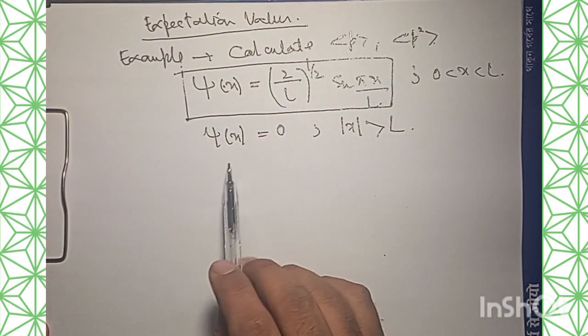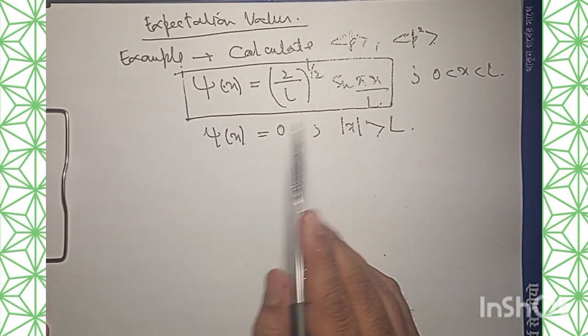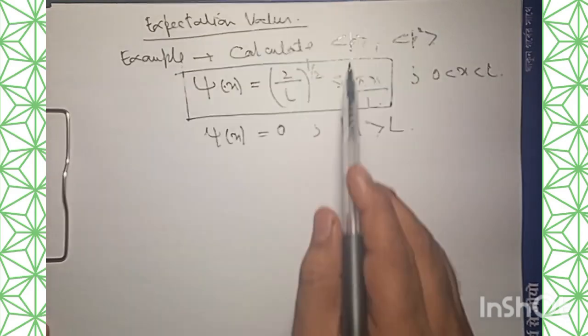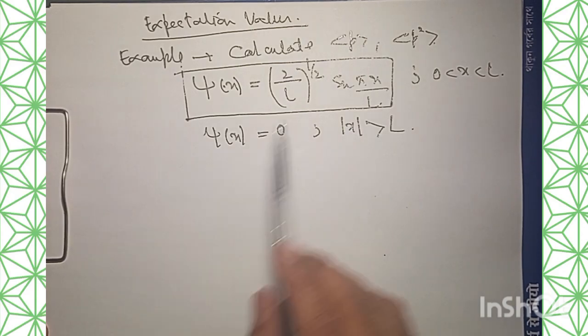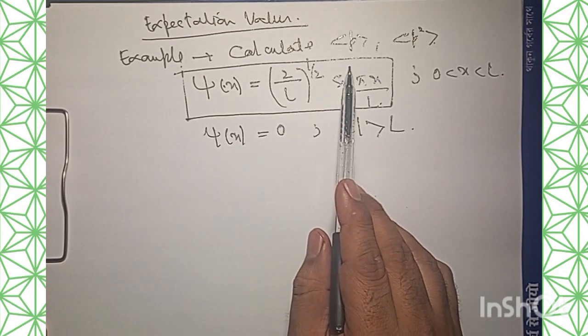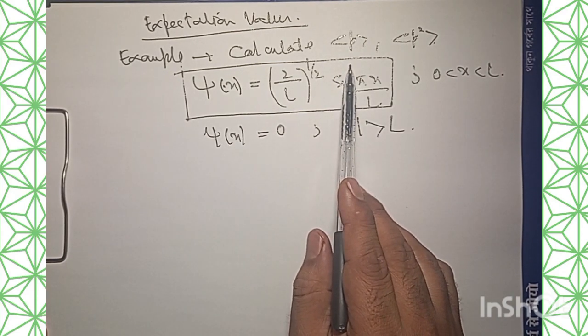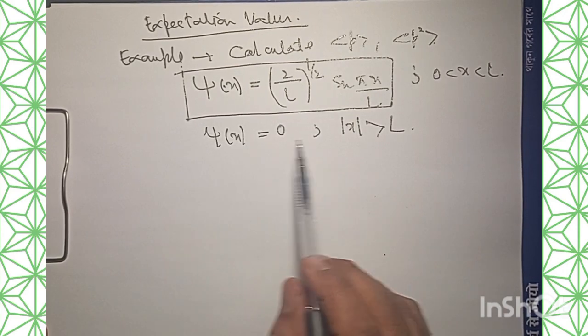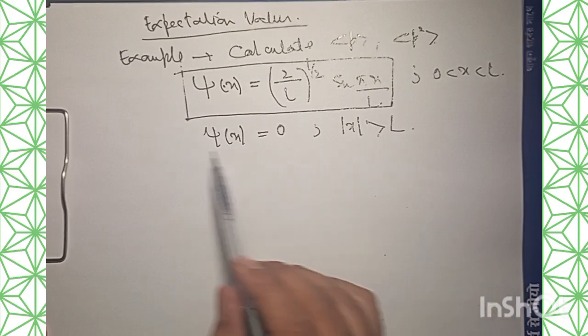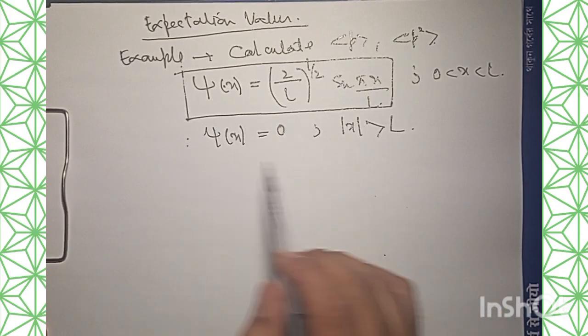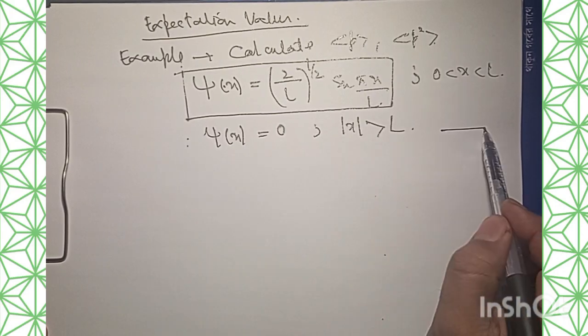And what we are supposed to do is to calculate the expectation value of its momentum and the expectation value of the square of its momentum. So in this case, this x is defined between 0 and L, and the wave function does not exist outside the domain of this L.